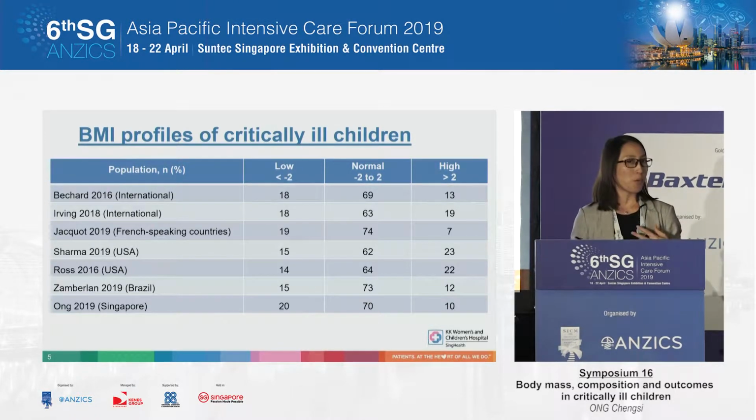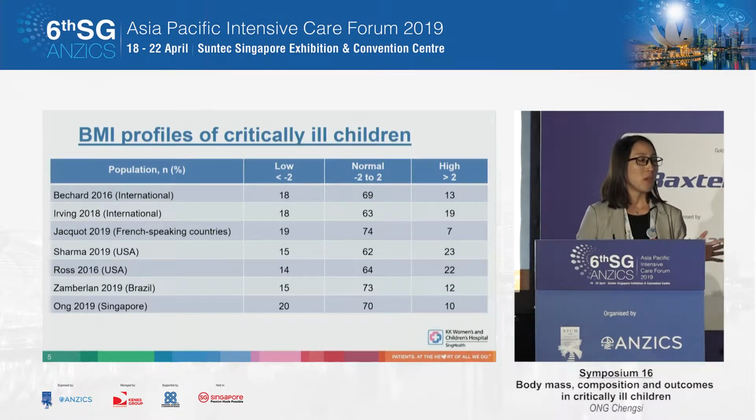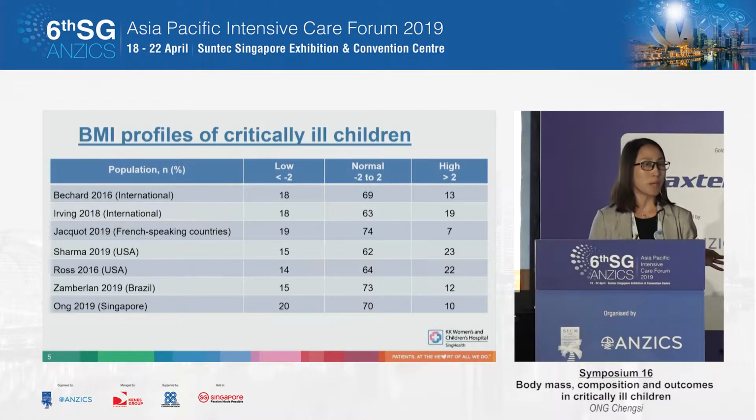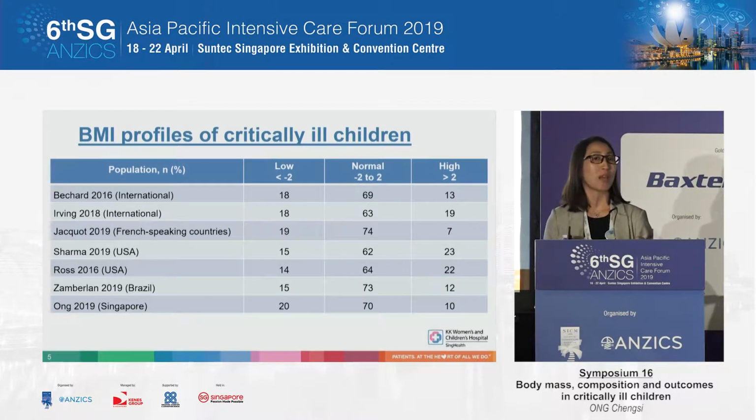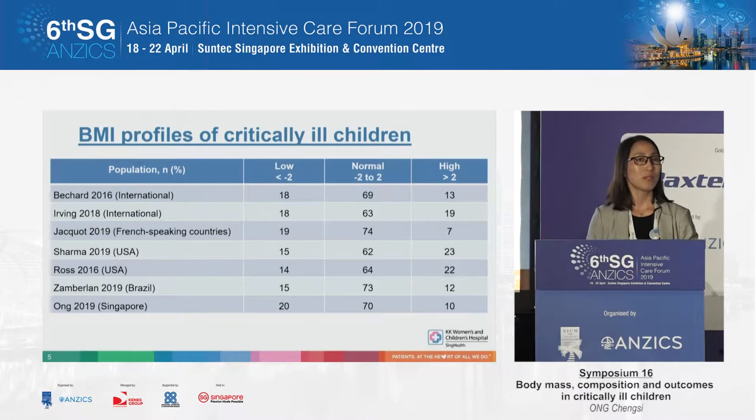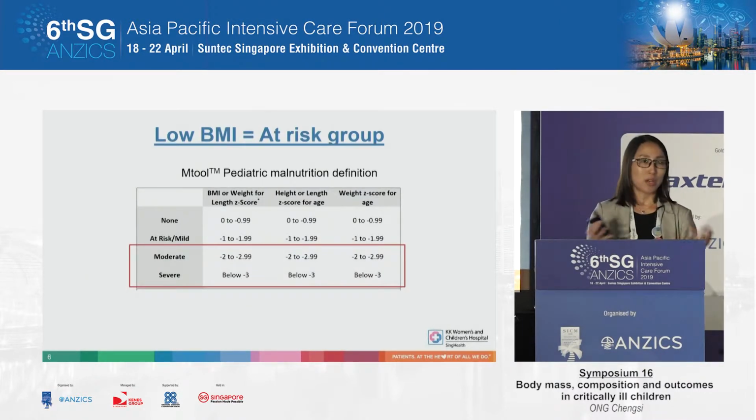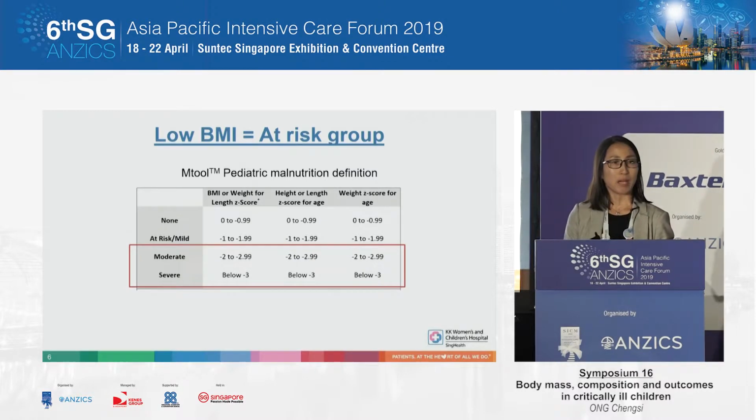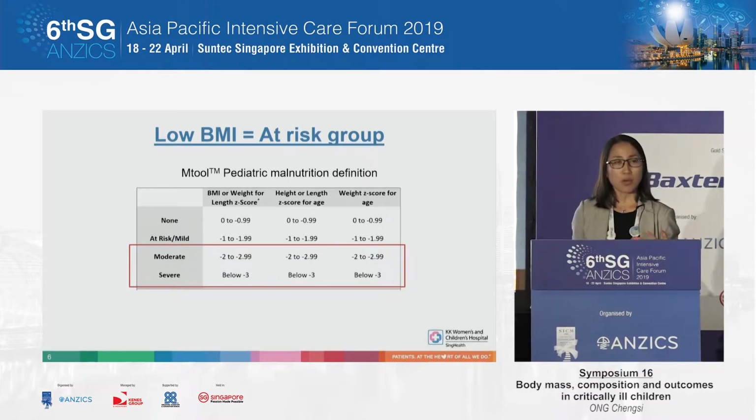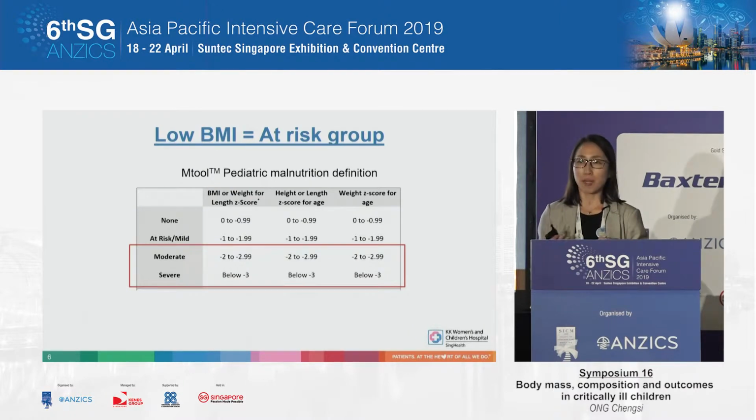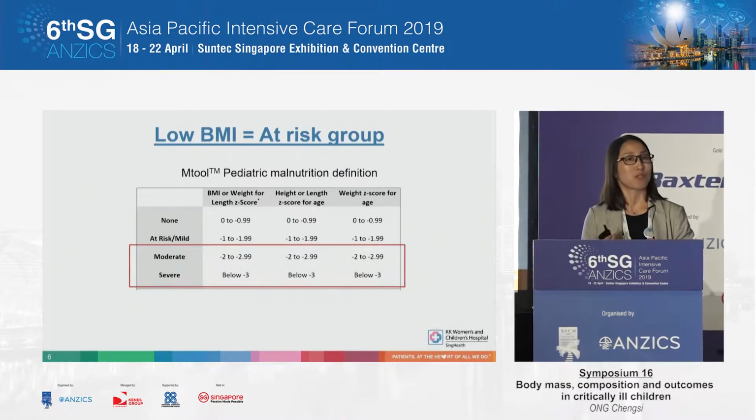And then in Singapore, what we find is somewhat similar to international data and similar to the French-speaking countries, where the majority of our children are of normal BMI Z-scores, but we do see about 30% having low BMI Z-scores and about 10% having high BMI Z-scores. So traditionally, like I showed you the photo of the 2 cats in the beginning, the low BMI Z-score ones are those who have been thought to be at greater malnutrition risk, right?